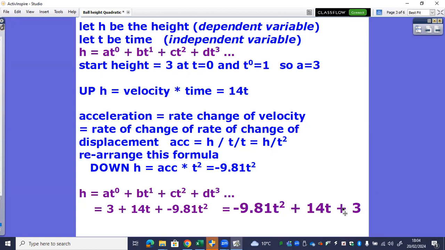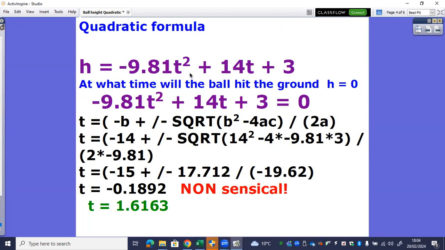plus 14t plus 3. We can see we've got a squared effect here, so this formula is non-linear. It is not a straight line, and we will see the shape through Excel. We have a quadratic formula here.